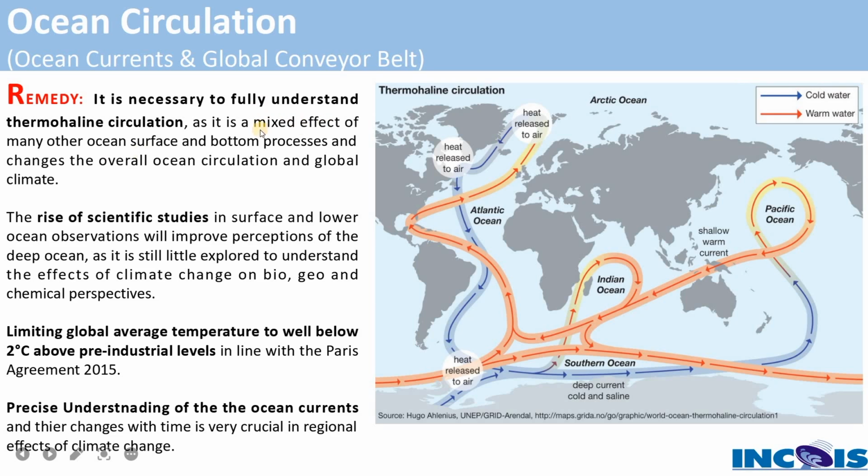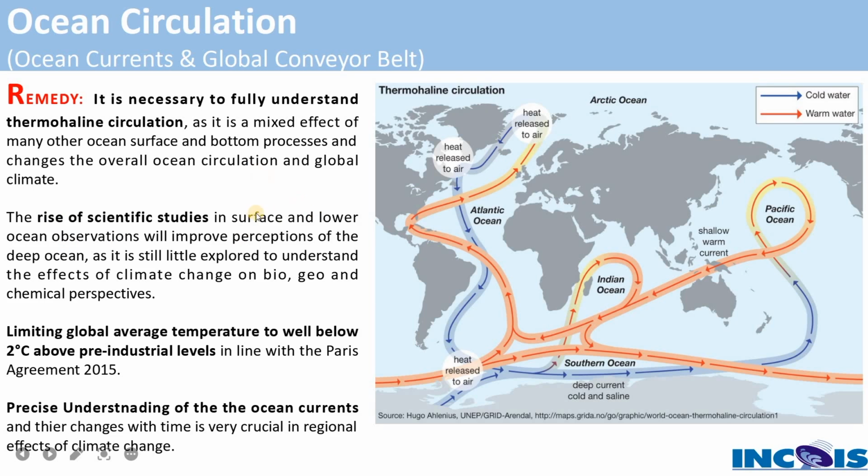Because it's a mixed effect of many other ocean surface and bottom processes, and also it can change the overall ocean circulation and global climate as well. Since it's a huge and global circulation, if there are some changes, we must understand them in a precise manner. Otherwise, we cannot know how to respond, right?